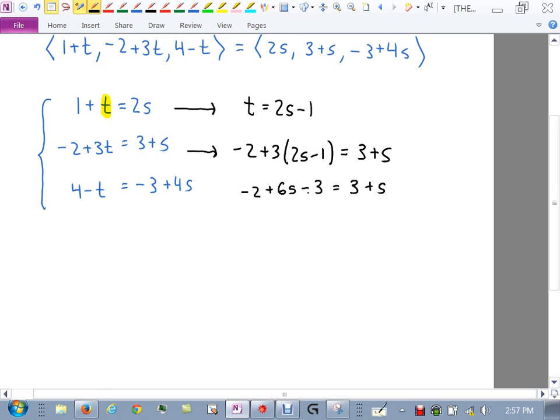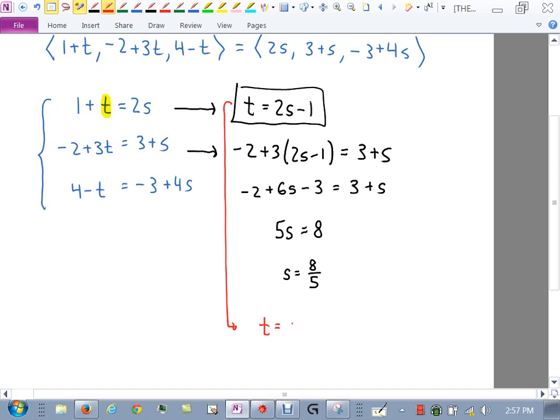What does this come out to be here? 5s equals 8, is that right? s equals 8/5. Do y'all agree with that? Now if s is 8/5, let's go back up here and figure out what t is. t is equal to 2 times s, so 2 times 8/5, minus 1, which is 16/5 minus 1, which is 11/5.